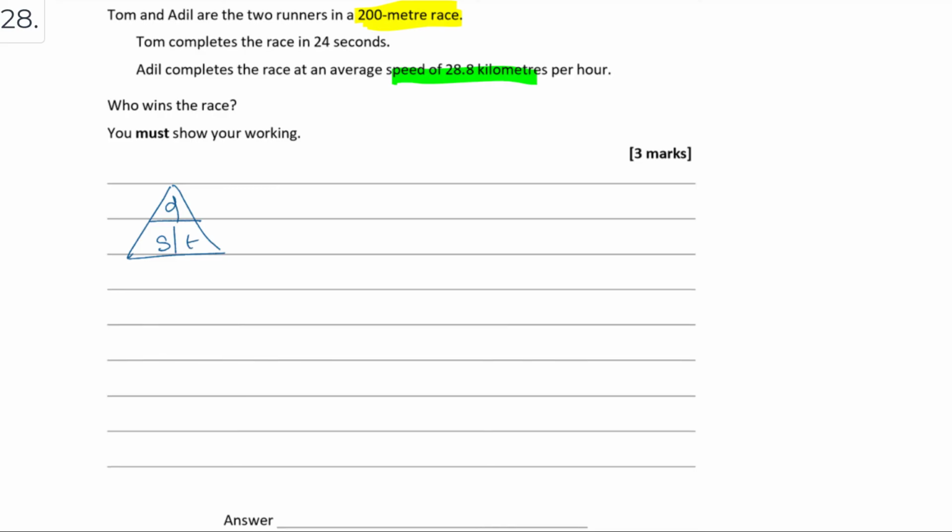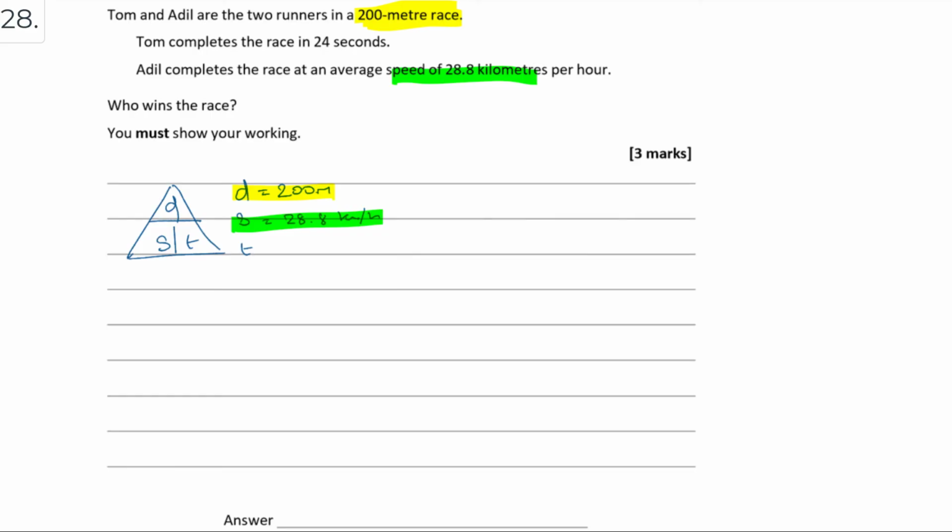If you hadn't noticed, they're alphabetical from top to bottom, so it should be easy for you to remember which way around it goes. And then see if we can identify what D is, what S is, what T is. Well, the distance is the distance traveled, isn't it? Which in this case is 200 meters. It's the value that we had up there. The speed is 28.8 kilometers per hour, which we got from there.